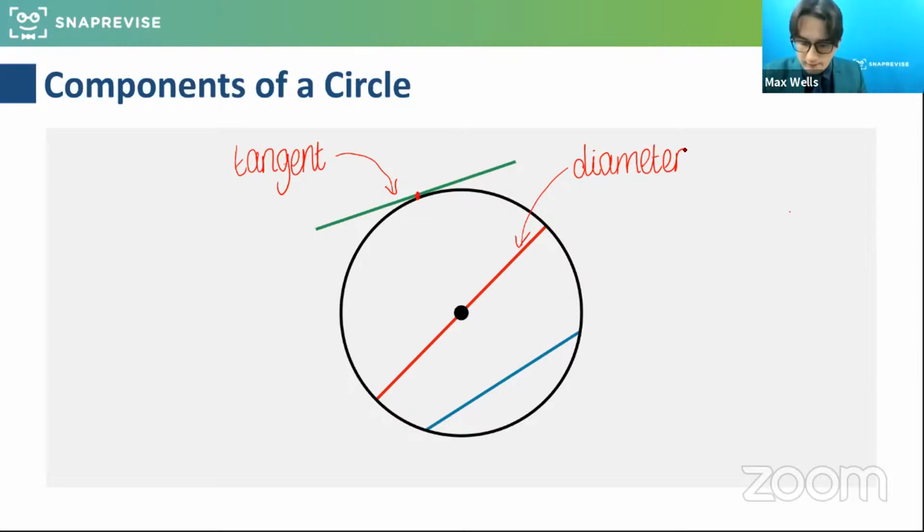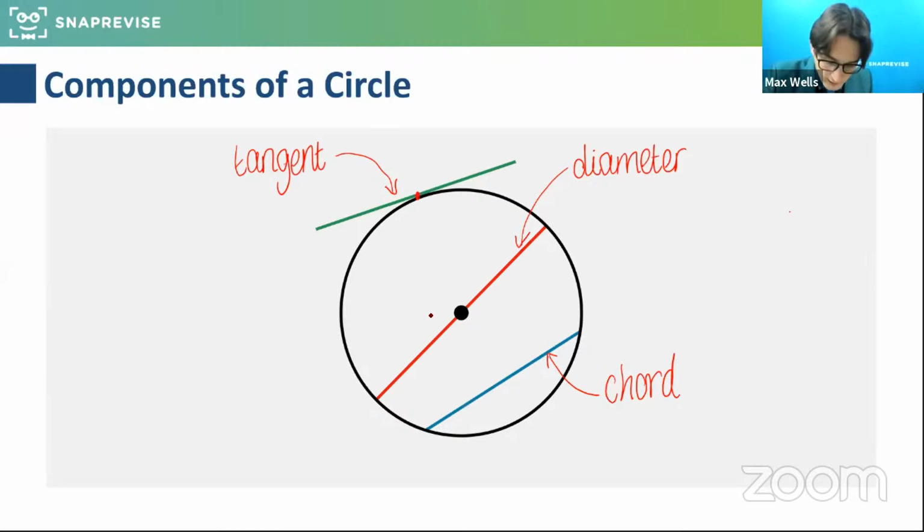Excellent. The blue line, that's one people struggle to remember. That's called a chord. So a line that chops the circle up randomly inside the shape, goes through the circle, but not nicely through the middle, is called a chord. Superb. Let's see if we've got any others.